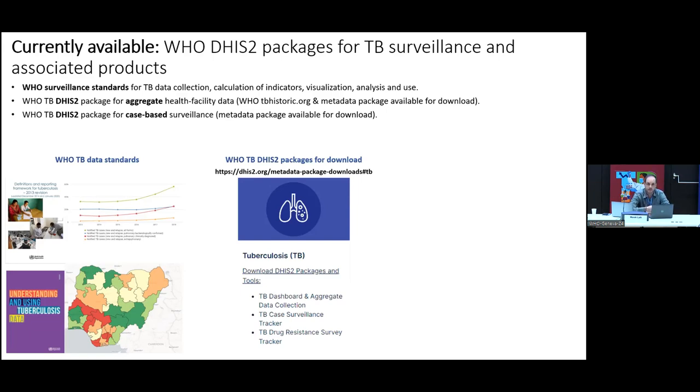Now, the difference between these two packages is the type of data that are being entered, how the data are entered, and the type of data that are being stored. So for the aggregate package, we're manually aggregating the data from the paper registers, just like in a paper-based system. We're capturing these aggregate data on a quarterly report form, which we're all very familiar with, and then entering these data on a digital quarterly report form that's within the DHIS2 package.